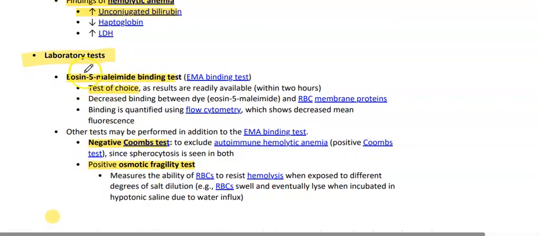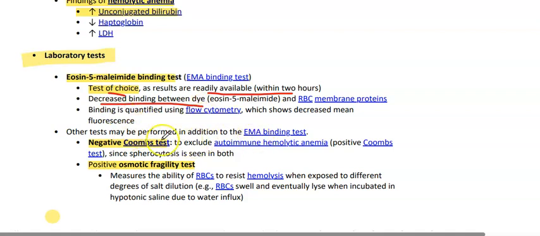Eosin-5-maleimide binding test is the test of choice, and results are available within 2 hours. There is decreased binding between the dye eosin-5-maleimide and RBC membrane protein. Binding is quantified using flow cytometry, which shows decreased mean fluorescence. The dye usually binds different types of proteins, but in hereditary spherocytosis the protein content is reduced, so the binding between the dye and the protein is also reduced.